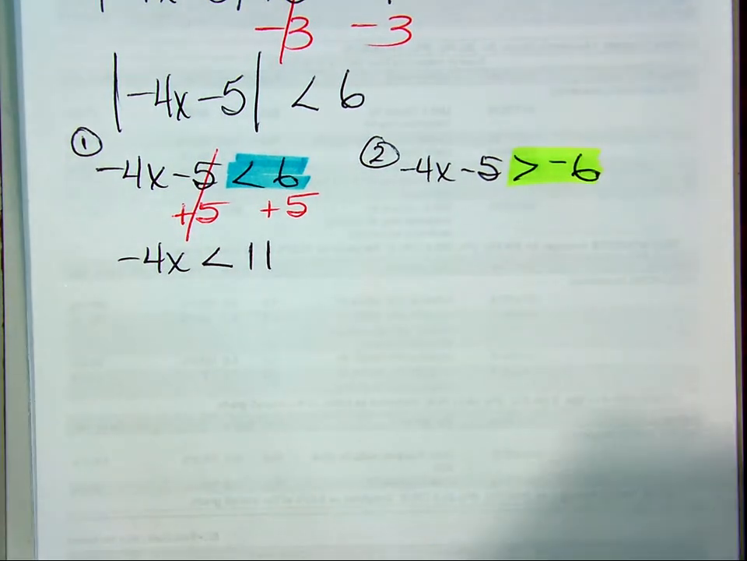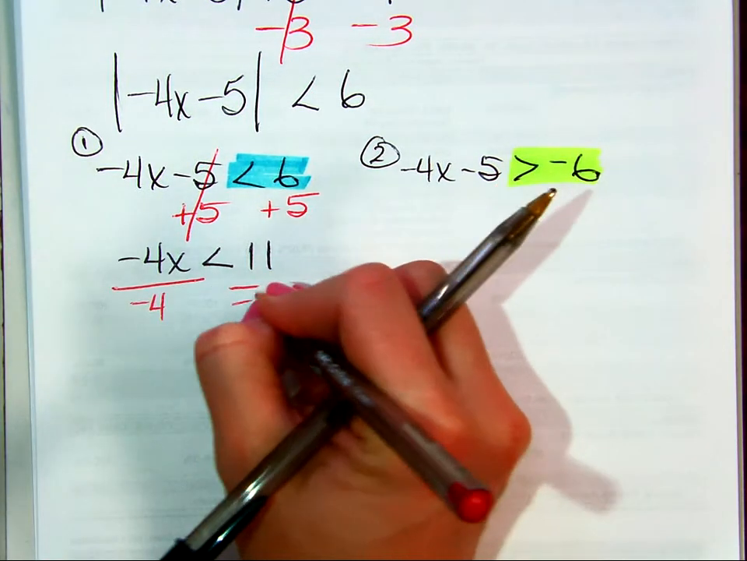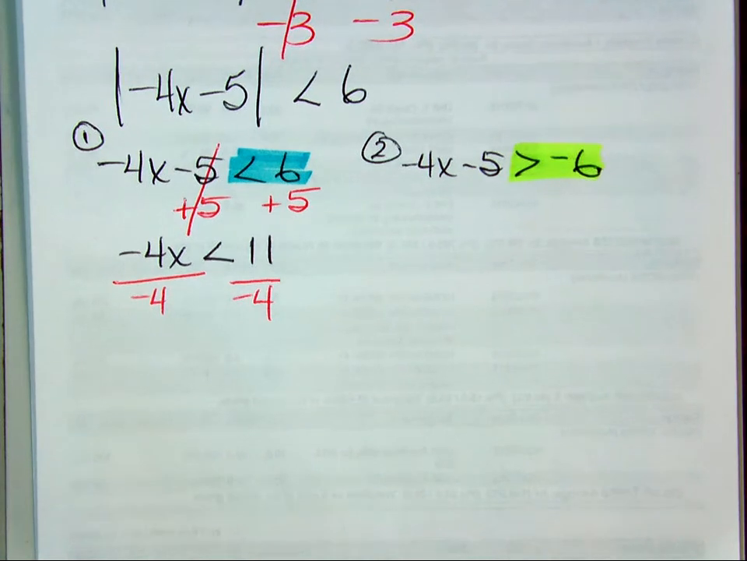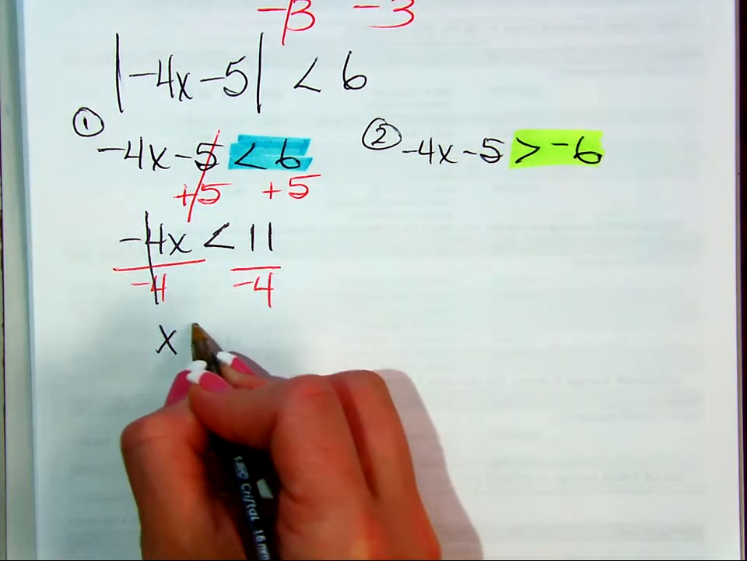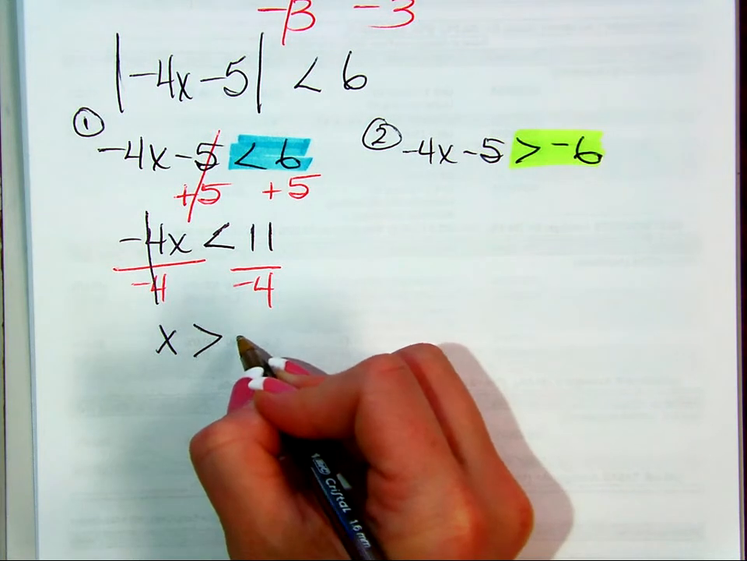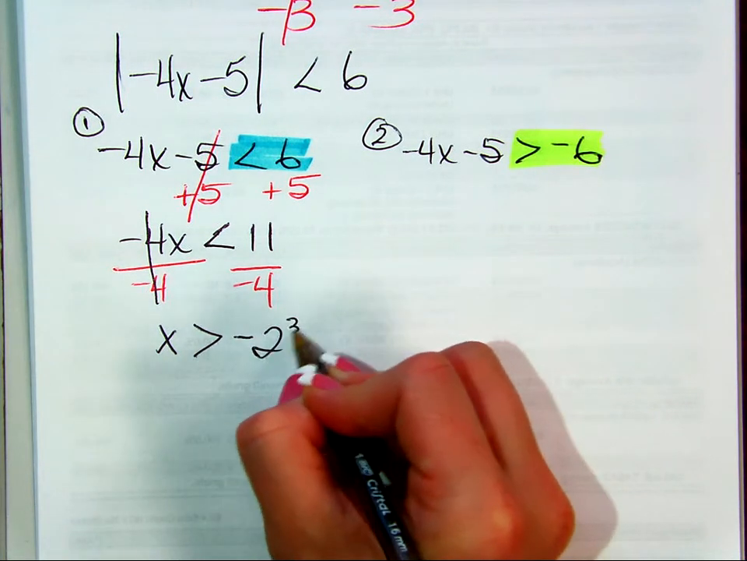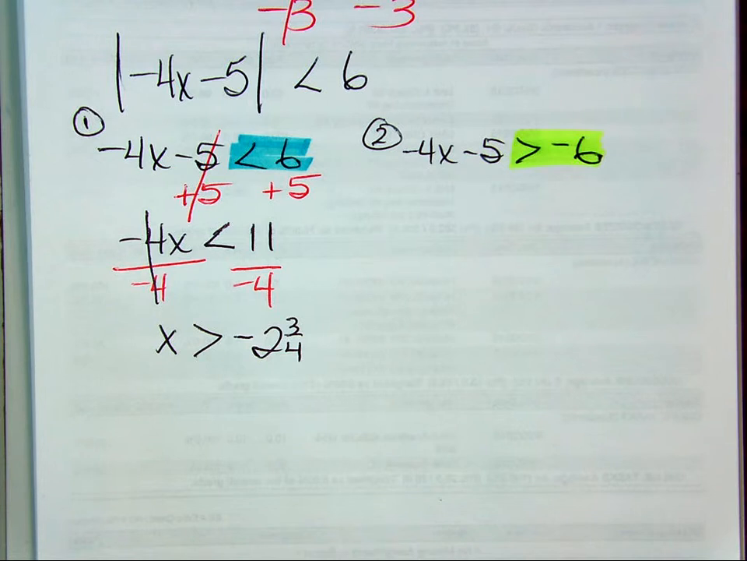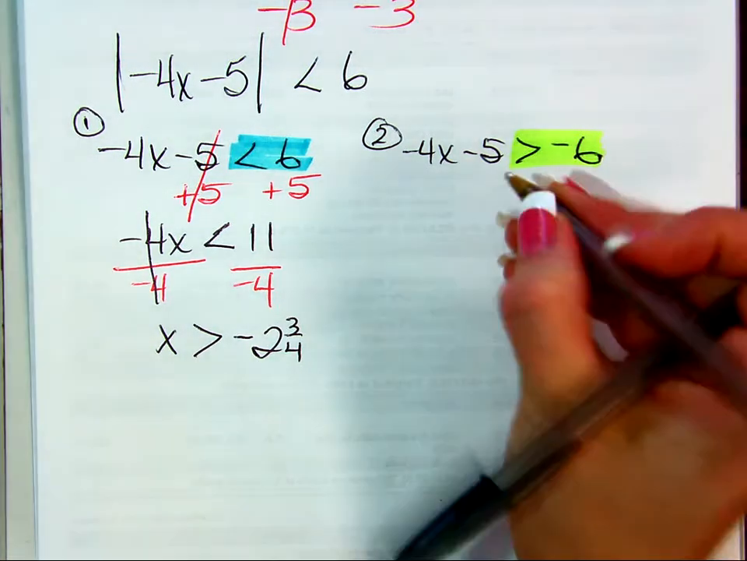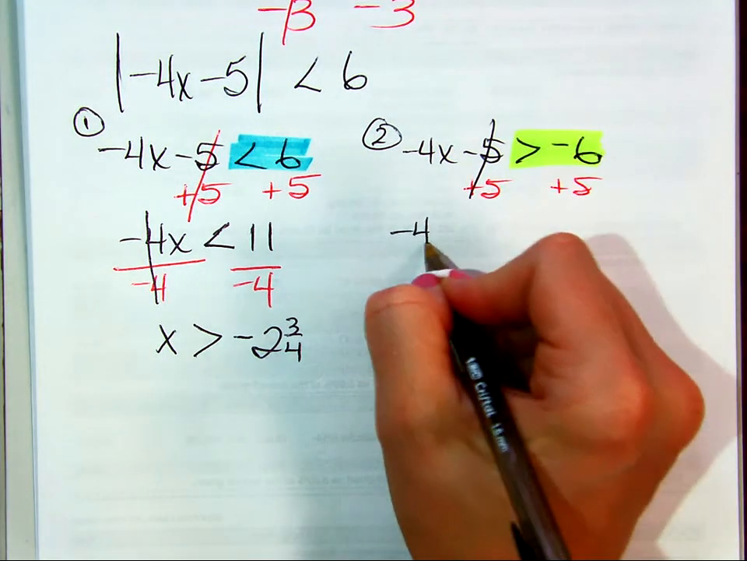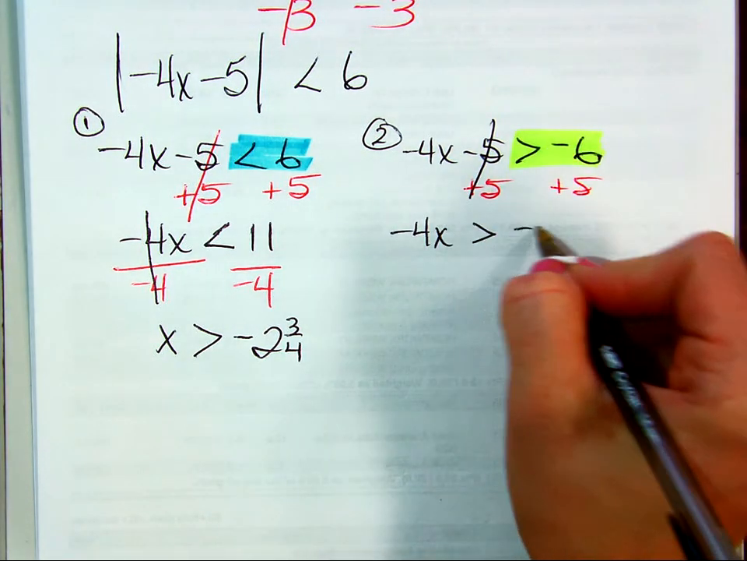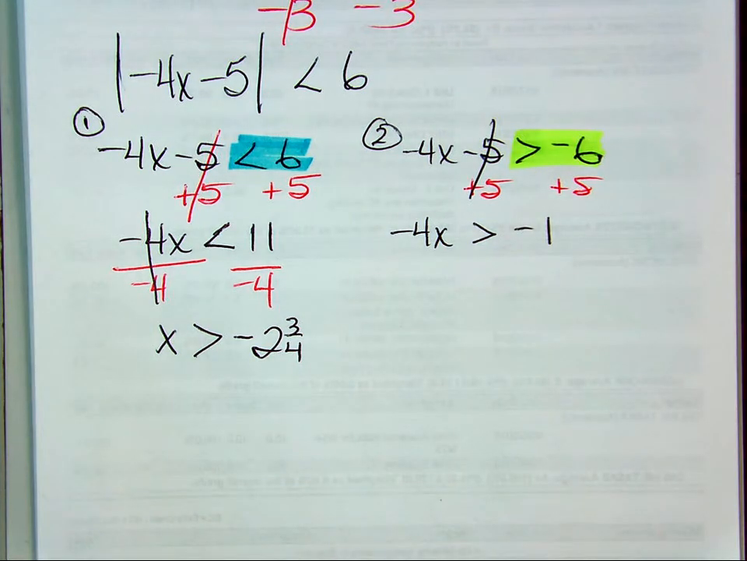Too bad. Right? I am in the process of dividing by a negative, so I need to take this less than sign and make it a greater than sign, and this is going to become -2 3/4, or -2.75, whatever you feel like. So I'm also going to add 5 here. And this is going to give me -4x is greater than -1. Don't flip the sign until you are in the actual moment of doing that dividing, right?